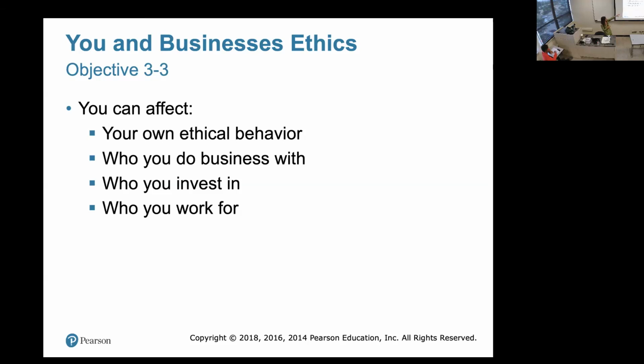I skipped that: who you work for, who you do business with, who you buy from, and who you invest in, right? At one point, you're going to have money that you're going to invest in other companies, right? Buy stocks maybe, and things like that. Do you want to invest your money in companies that are unethical or ethical? You have a choice, right?